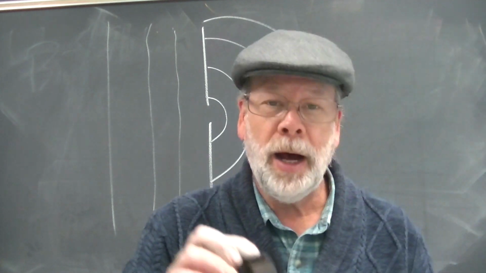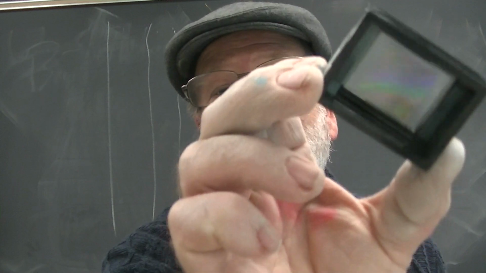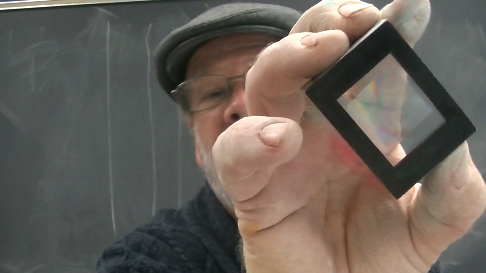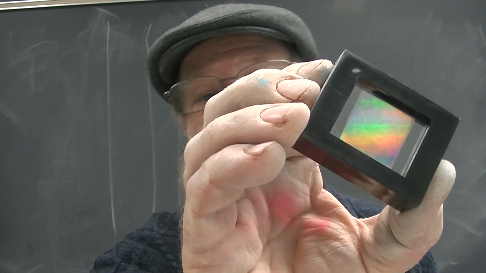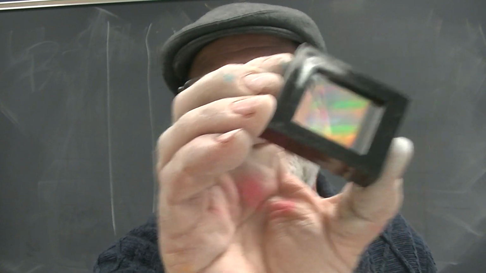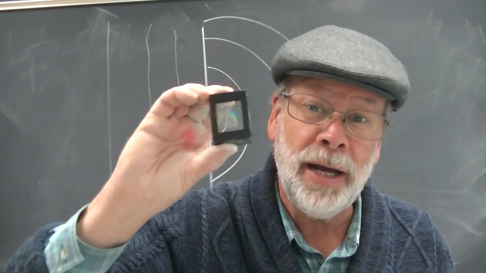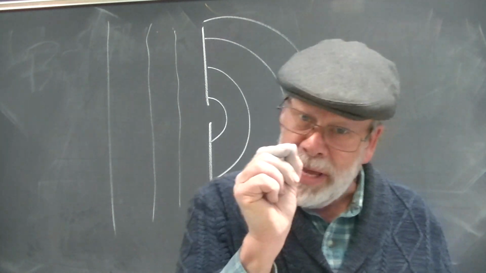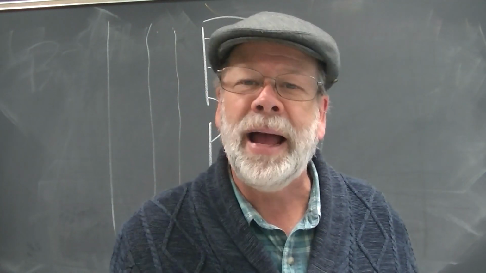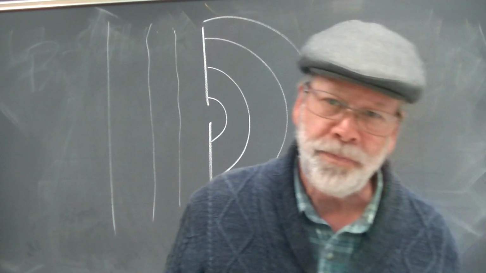Well, light certainly diffracts. Can't see it super well here, but you get a rainbow effect in this glass. It's called a diffraction grating. All right? There's thousands of lines cut into it. And so light, being super small, diffracts beautifully with that.